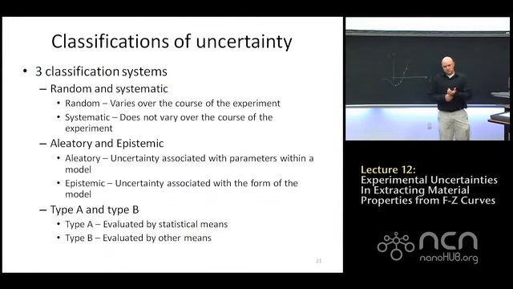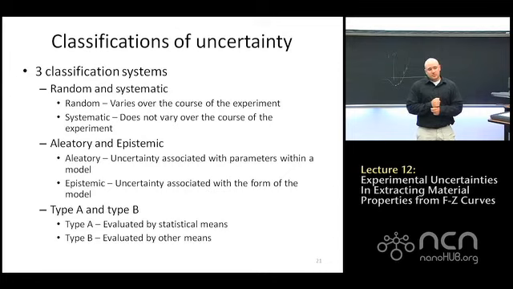So briefly, just some nuts and bolts. There are 3 common classification systems for uncertainty. Probably the classical definition is splitting it into random and systematic, where random is an uncertainty that varies over the course of your experiment, and systematic is an uncertainty that does not. Whether something is random or systematic depends on your definition of what your experiment is. If you do 1 FC curve, different things will be random and systematic as opposed to if you did 100 FC curves. So there's a little ambiguity in that definition.